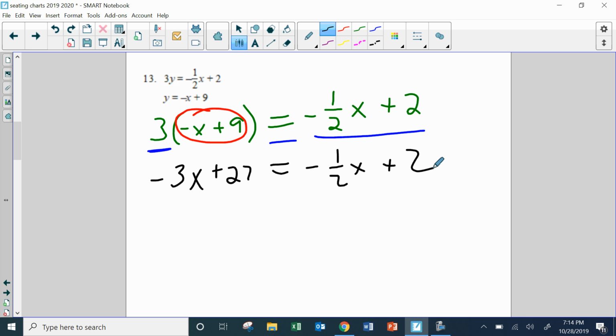And so now I can't do anything on either side of the equation because I can't combine an x term and a constant and a number. And that's what I have on both sides. So I can't combine anything on either separate side of the equal sign. So I need to move terms.